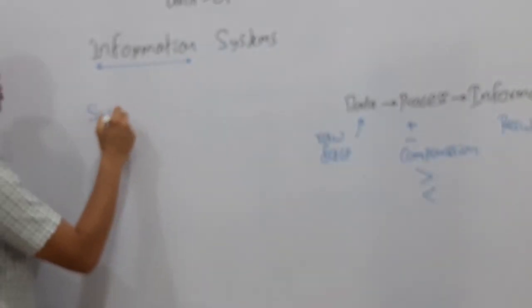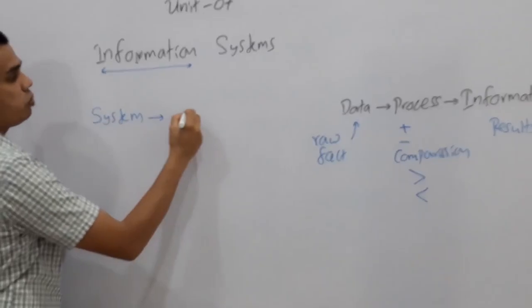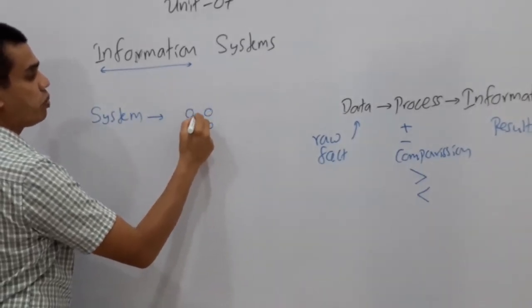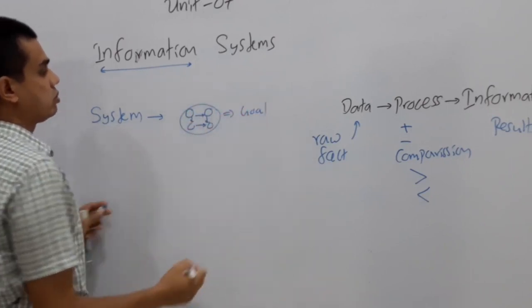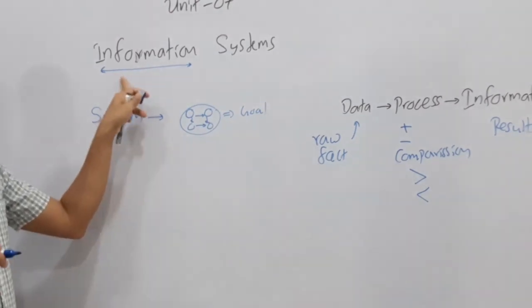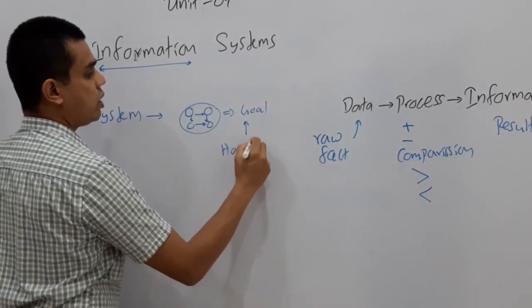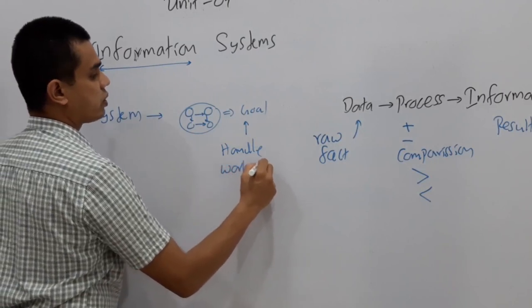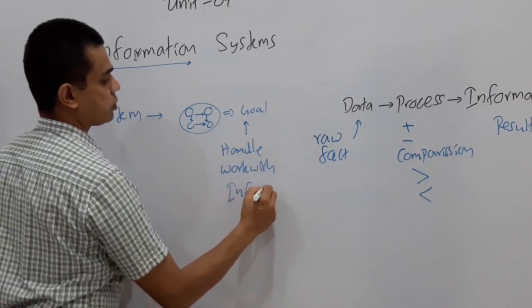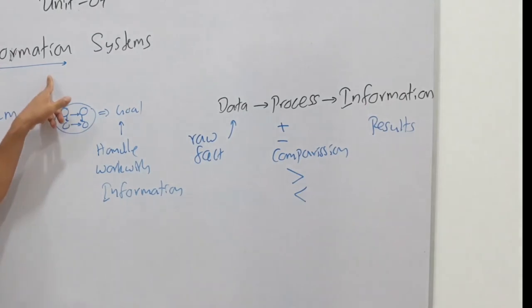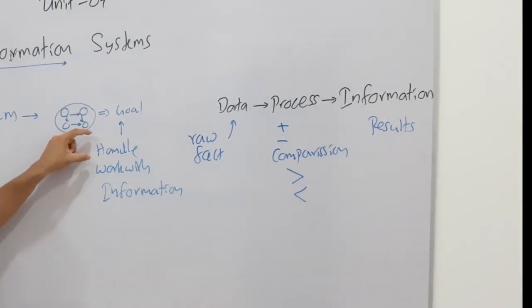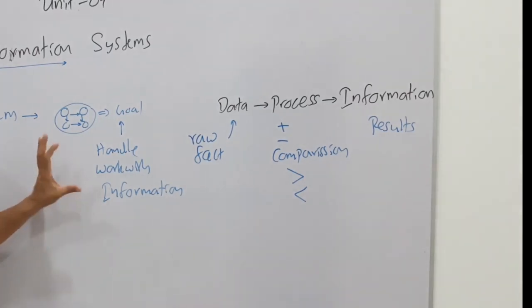Then we will see what information systems are. Information systems are a type of system. It's also a system. If that is the case, this should have small items, small components which are connected to one another and they are going for a certain goal. That's the idea behind a system. If it is an information system, the goal or the intention is to work with information. An information system is a system which is dealing with, handling, working with information.